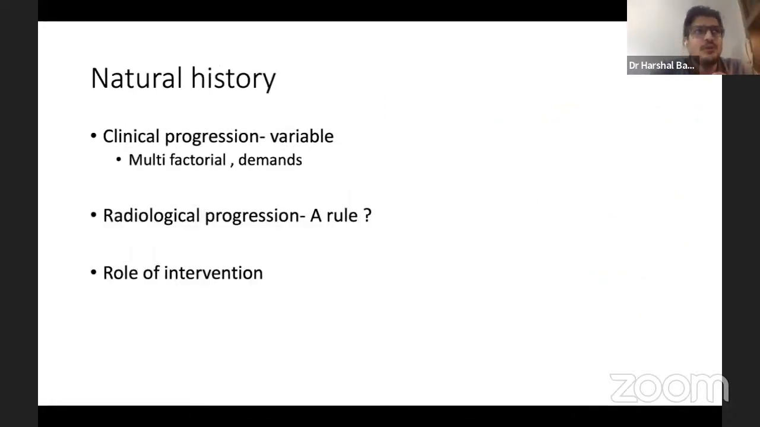Natural history of the disease is also important, because these are 5th, 6th, and 7th decade people who have a lot of comorbidities and other issues. So decision making becomes important. The clinical progression of this disease is always variable. It is multifactorial and depends upon the patient's demands and lifestyle. Largely it is said that 60% remain status quo, 20% improve, and 20% deteriorate. Radiological progression is always a rule, as is said in multiple papers.